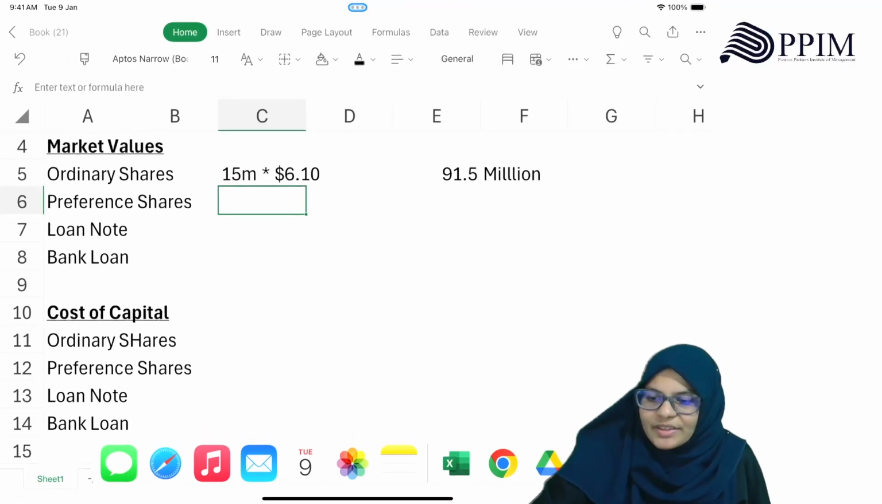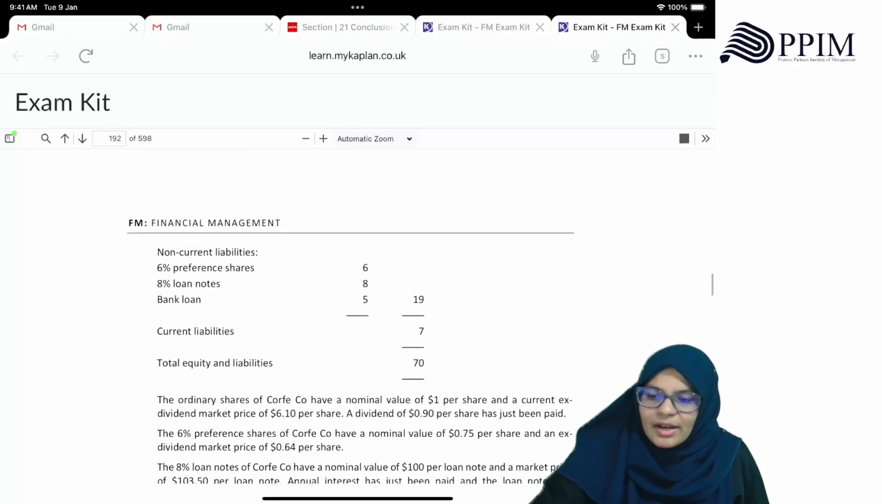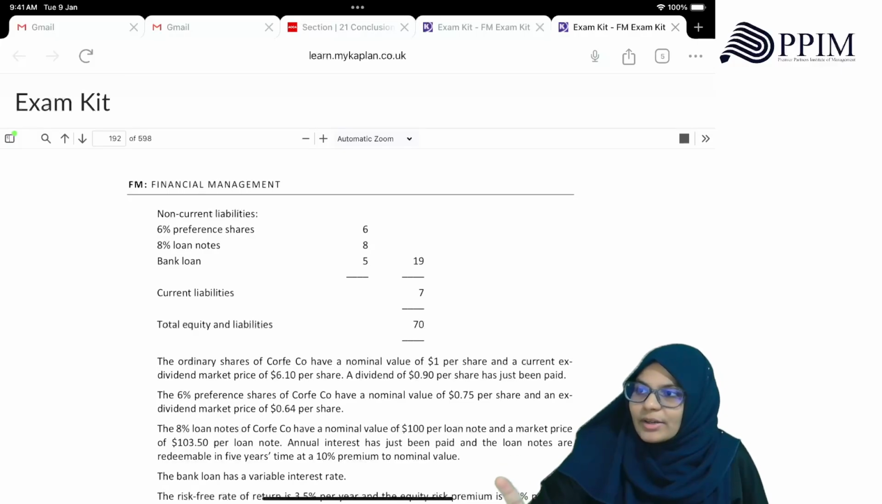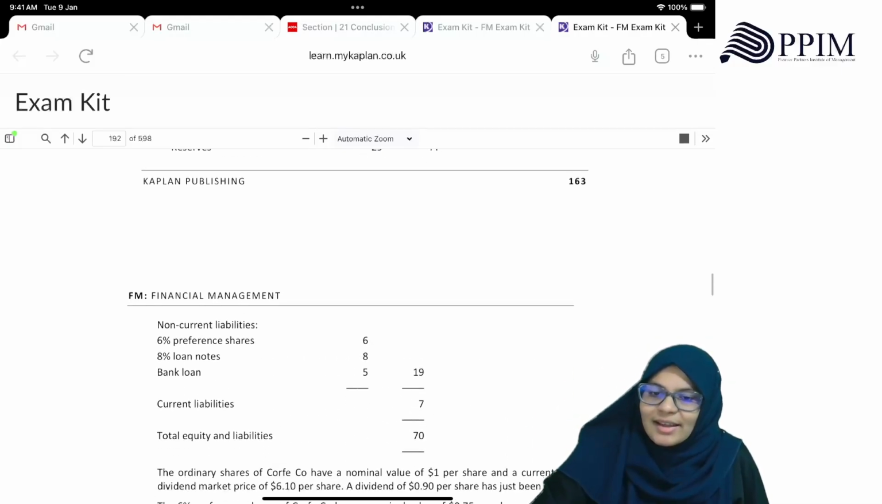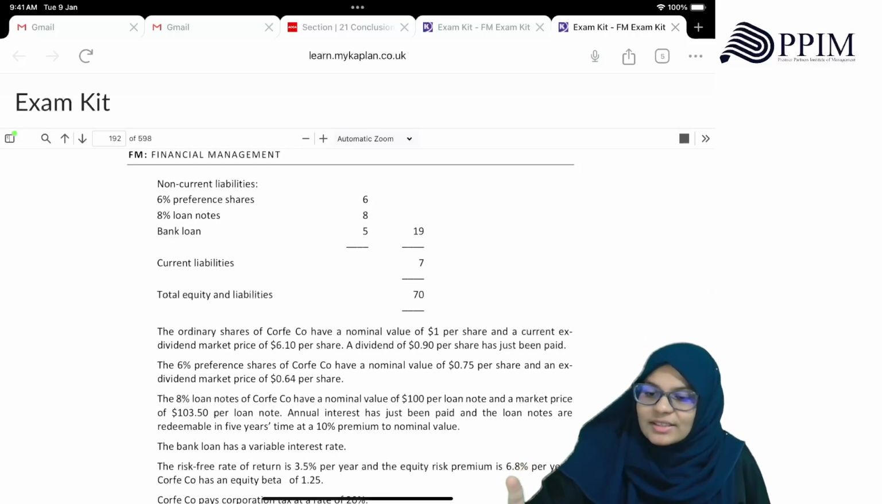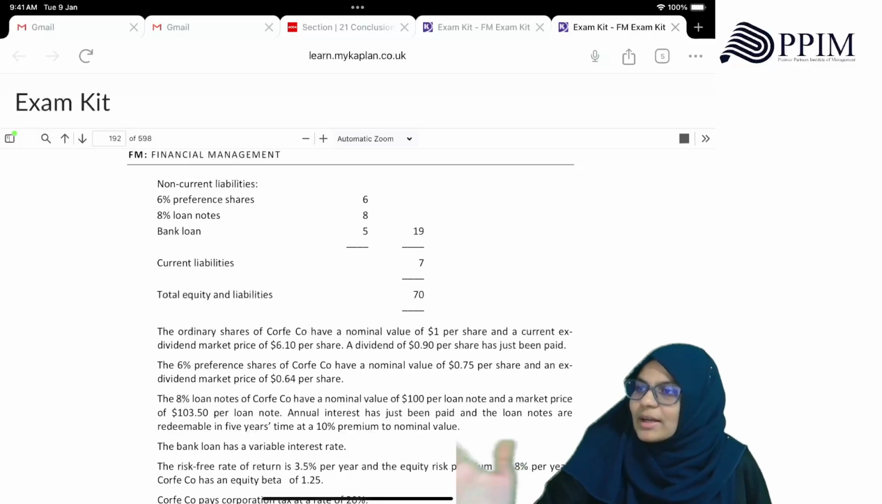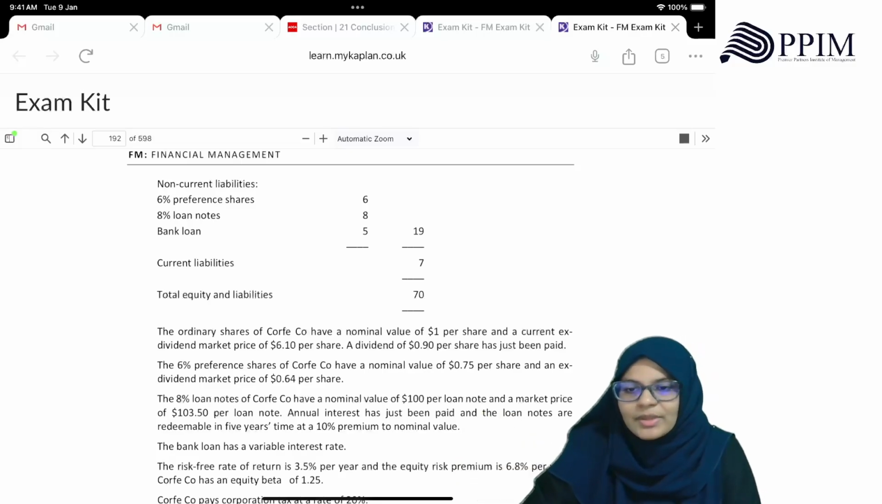Then if you look at the preference shares, what are they telling me? They're saying it's a 6% preference share. We have a nominal value of 0.75 per share and an ex-div market price of 0.64. Now here, be careful, the nominal value is not $1. So it's not straightforward. You can't just say that preference shares is 6 million, because each share was worth 0.75 nominal value. So if you want to know how many preference shares you had issued, you should take 6 million divided by 0.75 and then multiply it by the market price. Okay, so I will do that.